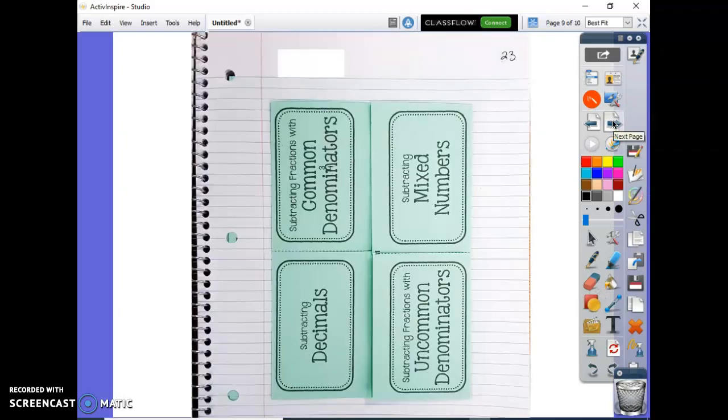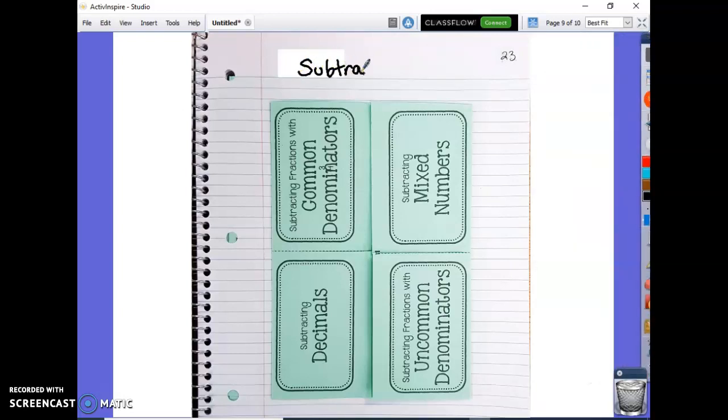Go ahead and do the practice problems on page 23. Label this subtracting rational numbers. Okay, good luck, guys.